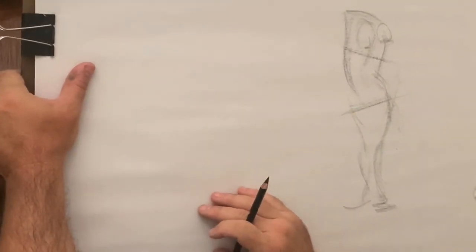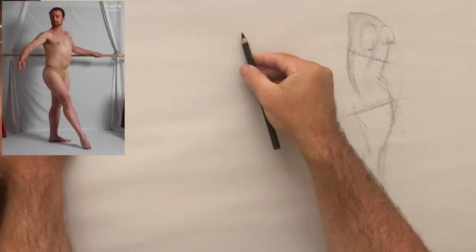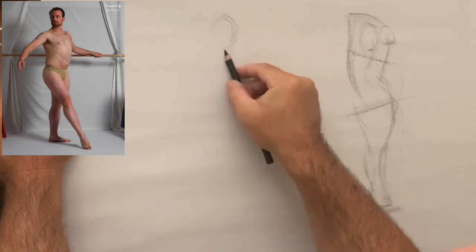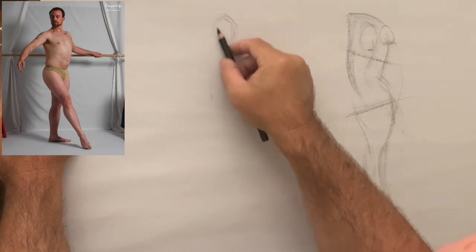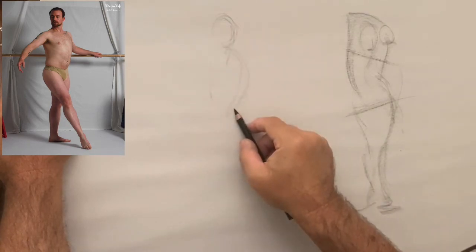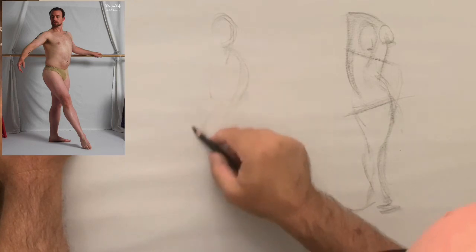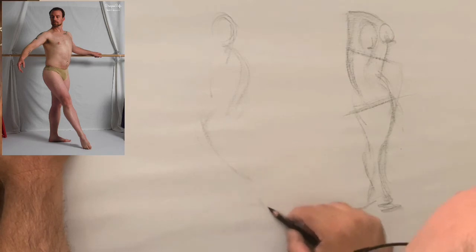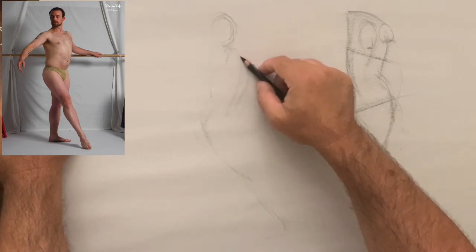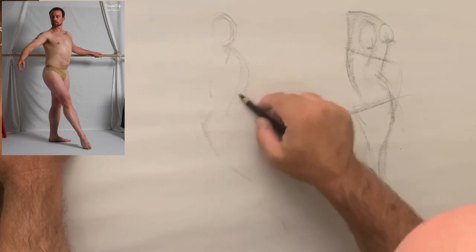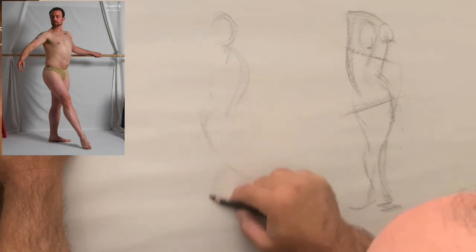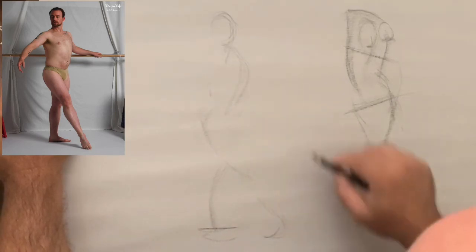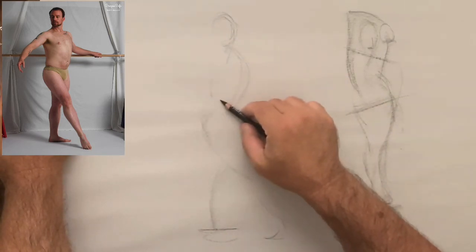Okay, moving on to our second figure, the male figure. I'm going to use the same approach for the original gesture. Find those major rhythms that I want. And you are considering proportions, but we're not getting hung up on it in the gesture. You know, we will have lots of opportunity to refine and correct as we move along.